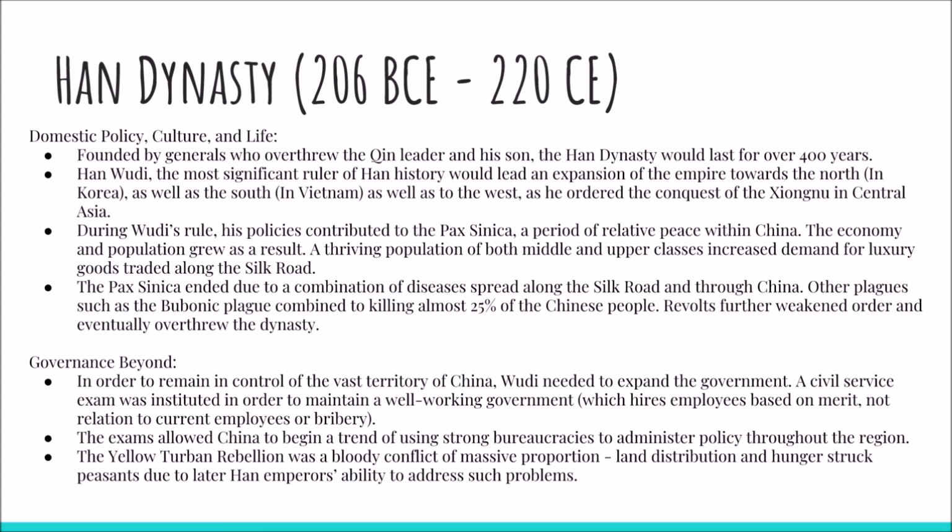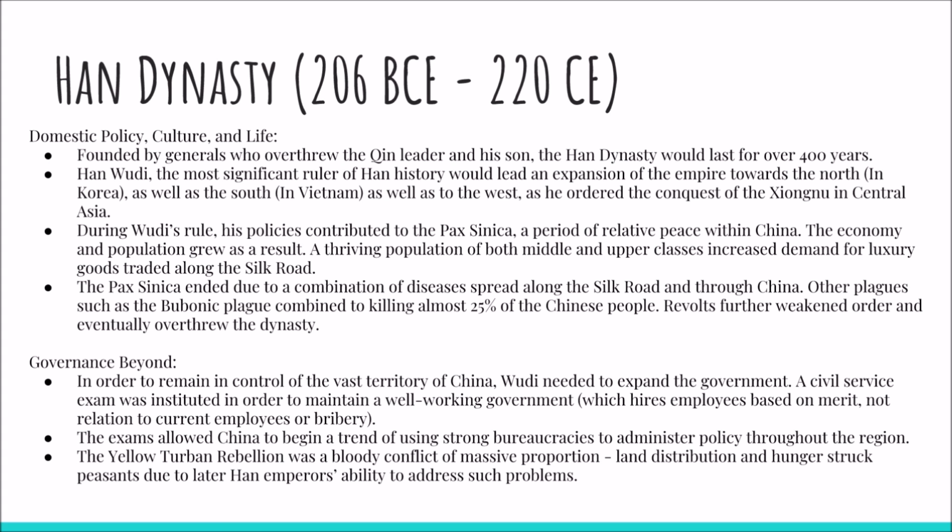The economy and population grew as a result. A thriving population of both middle and upper classes increased demand for luxury goods traded along the Silk Road. The Pax Sinica ended due to a combination of diseases spread along the Silk Road and through China. Other plagues such as the bubonic plague combined to kill almost 25% of the Chinese people. Revolts further weakened order and eventually overthrew the dynasty.